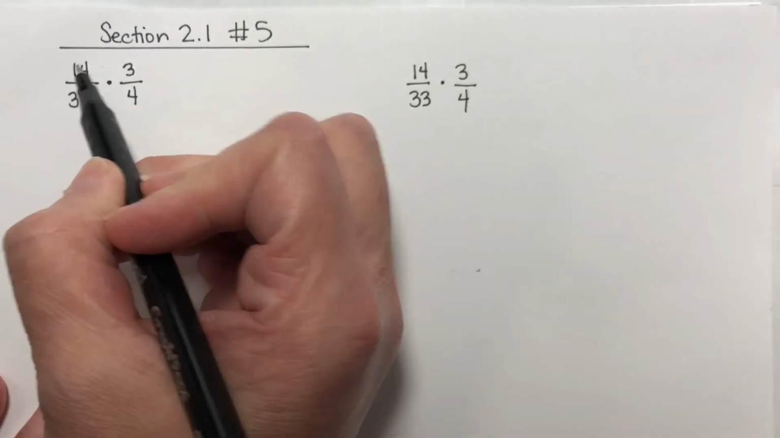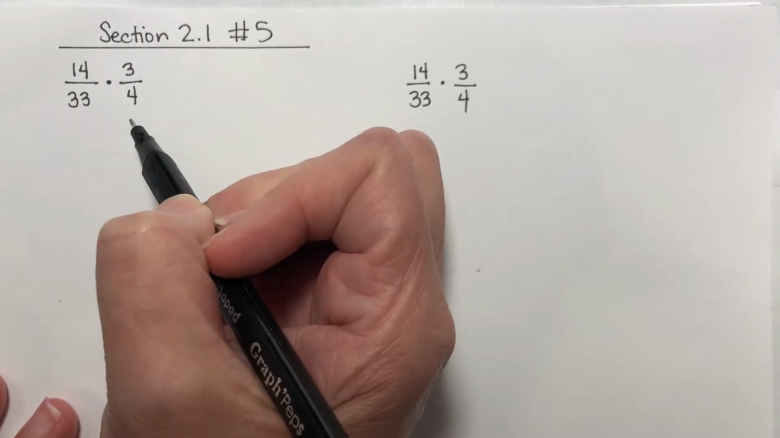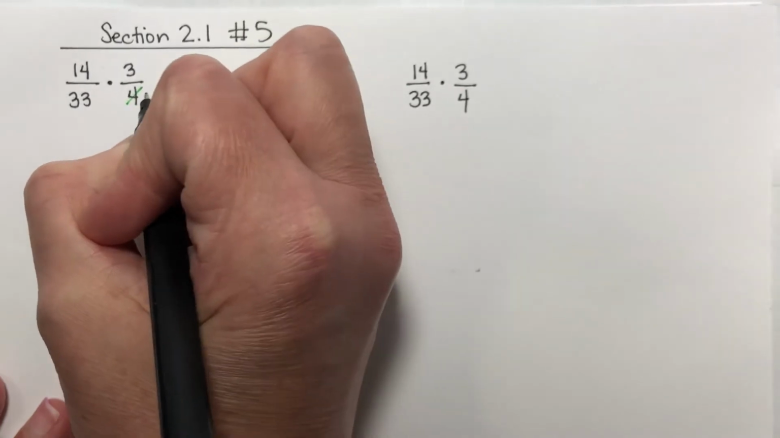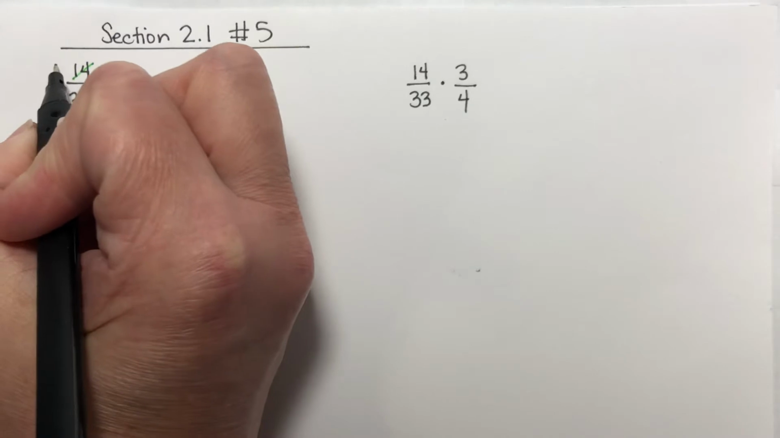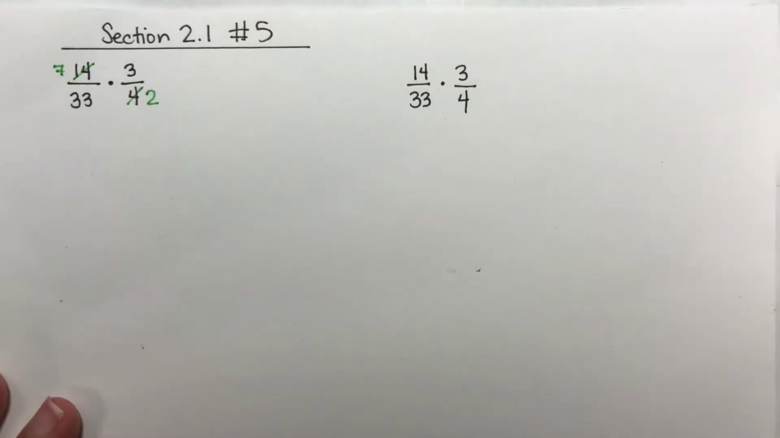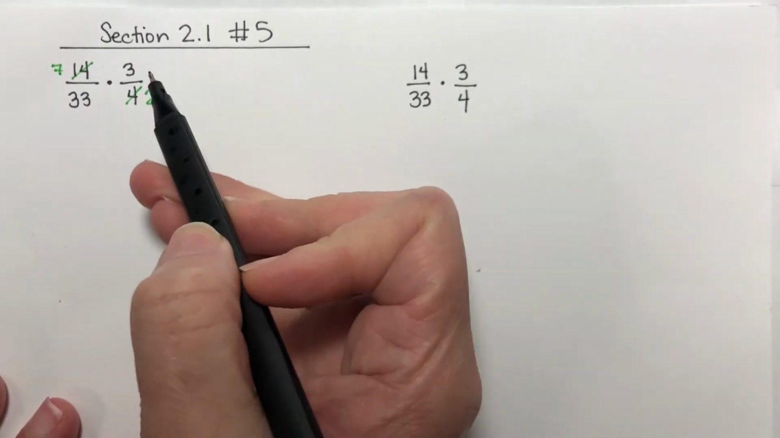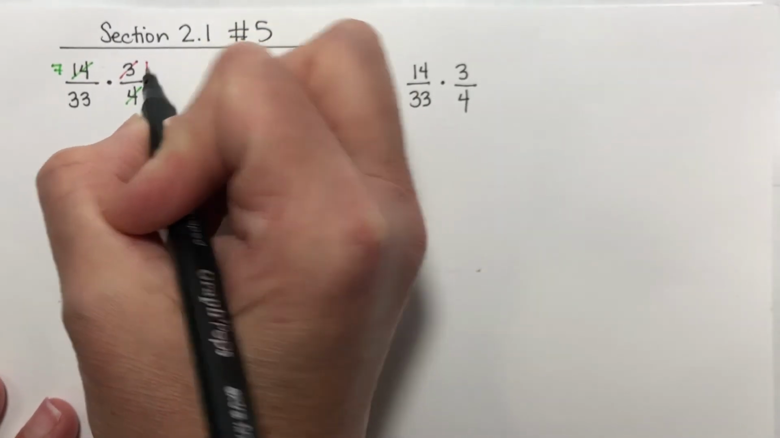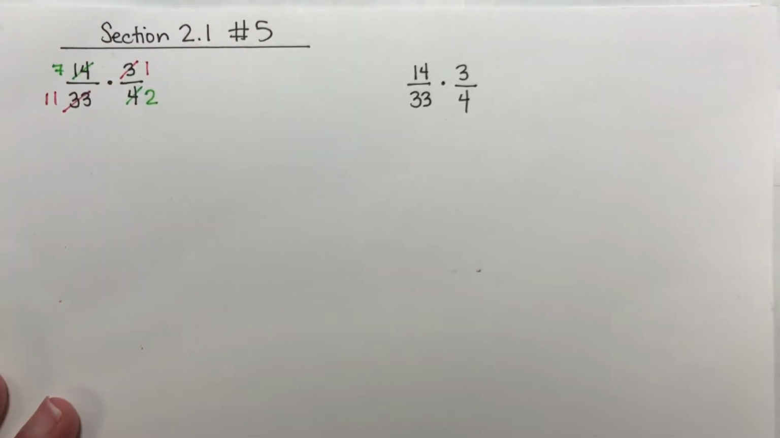So right here, I have 14 and 4, and I look at those and they are both even numbers. So I know I can divide both of them by a 2. If I divide this by a 2, I get a 2. If I divide this by a 2, I get a 7. Now on the other diagonal, I have 3 and 33, and it's fairly obvious that both of these are divisible by 3. If I divide this by 3, I get a 1. If I divide this by 3, I get 11.